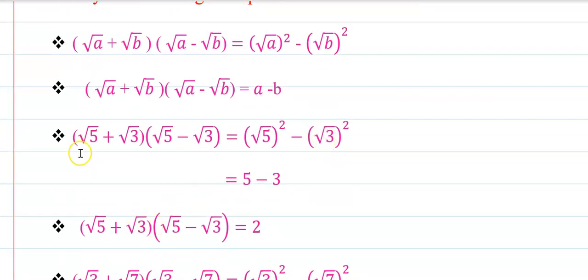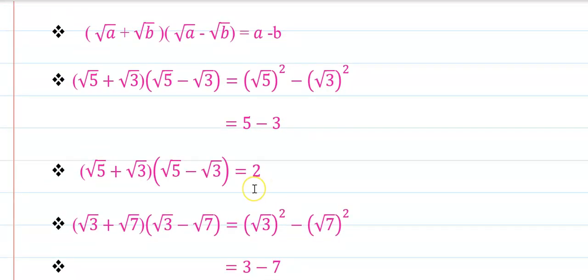In a similar manner, root of 5 plus root 3 into root of 5 minus root 3. It means root of 5 bracket square minus root 3 bracket square. Root of 5 bracket square means you will get 5. Root of 3 bracket square you will get 3. 5 minus 3 and you are getting 2. Therefore, the answer is 2. Again see this here. The product of two irrational numbers is a rational number.